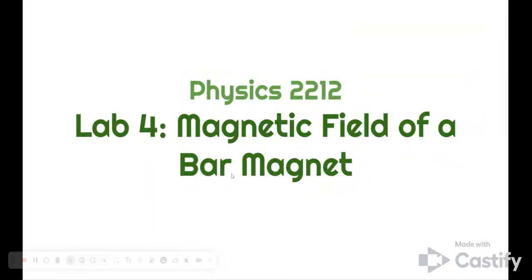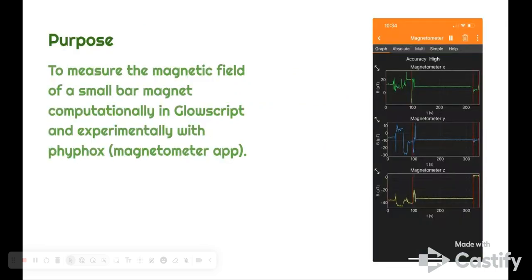Welcome to Lab 4, the magnetic field of a bar magnet. The purpose of this lab was to measure the magnetic field of a bar magnet computationally in GlowScript and experimentally with Phyphox, which is a magnetometer app.